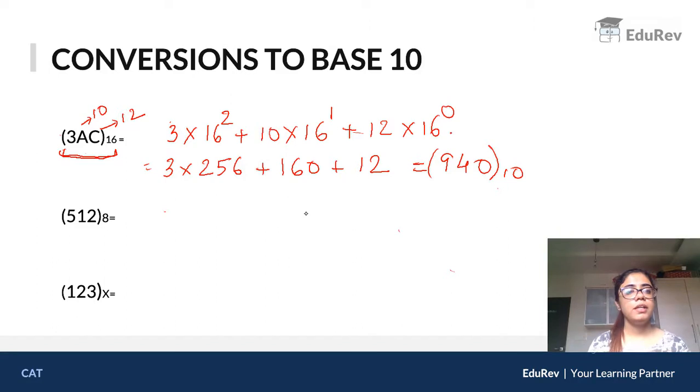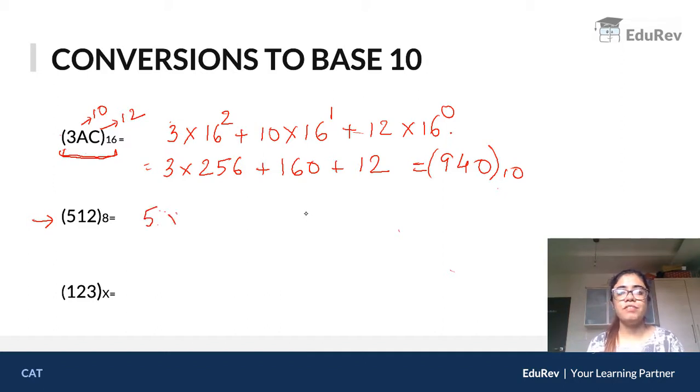Okay? Now let's look at the octal number 512 to the base 8. It's an octal number. So what will you do? Instead of 16, you will just take 8. The remaining process remains the same. So I would request you to pause the video, solve the sum by yourself and then match the answer. That will help you to understand whether you're really comfortable with the topic or not.